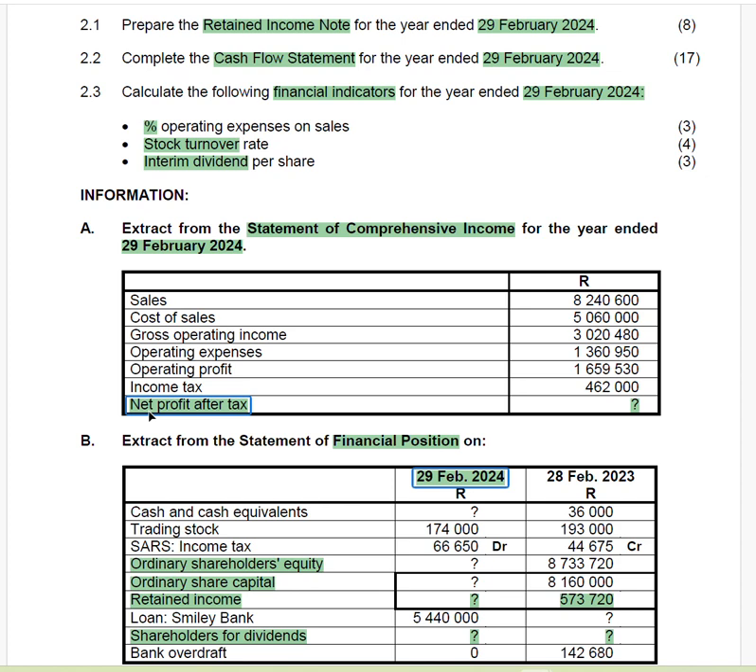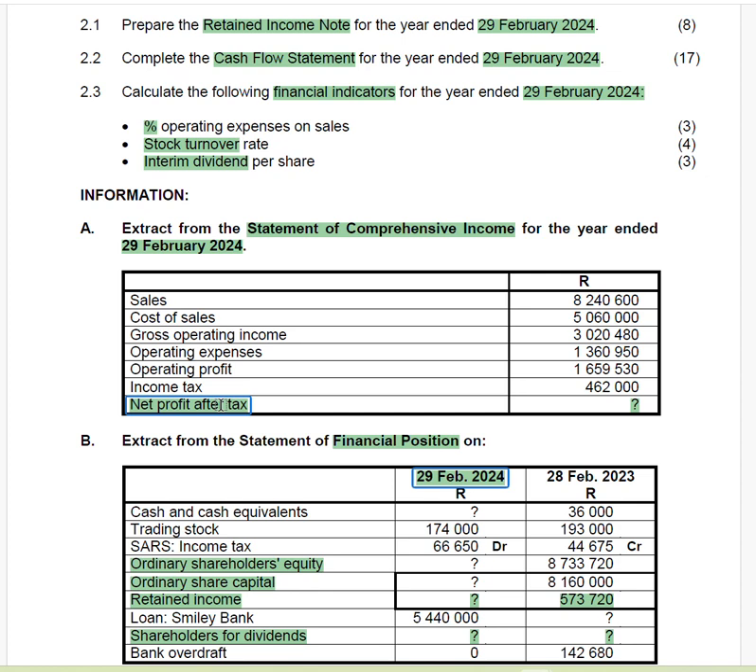Now, because this is an extract, it's not safe for you to say that to calculate the net profit after tax, you're going to say operating profit minus income tax. Why is it not safe to do that? Some of the information that we might be provided will be adjusting your operating profit, or could be adjusting your income tax. Therefore, it's not a straightforward answer where you can say operating profit minus tax, then you get net profit after tax.